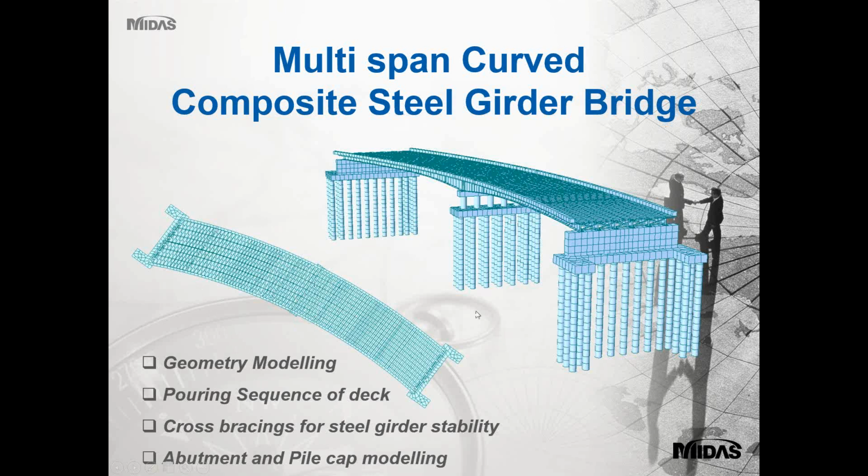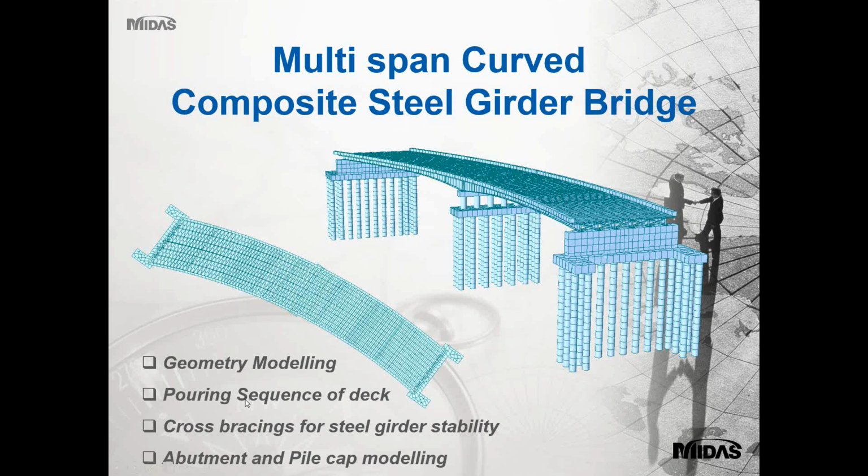Then pouring sequence is very critical for multi-span composite steel girder bridges, because the way you start pouring the deck on the steel determines the locked-in stresses in the steel and also the deformations during the construction stage.